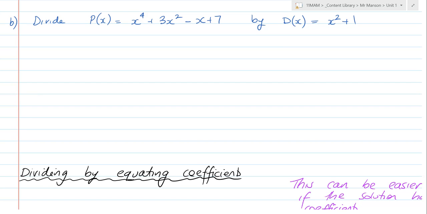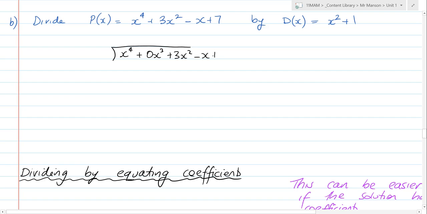Some slight variations. So we start by setting it up as the quadratic, x to the power 4. Notice there is no cubic term, so I'm going to put in plus 0x cubed plus 3x squared minus x plus 7. And then I get x squared plus 1. So I'm dividing a quadratic by a quadratic, and a quadratic doesn't have a linear term, which we might have to be careful of as well.